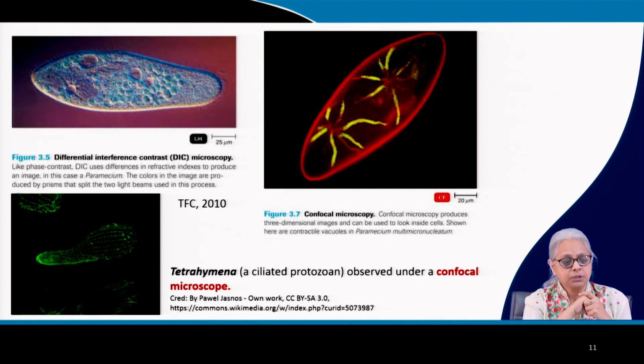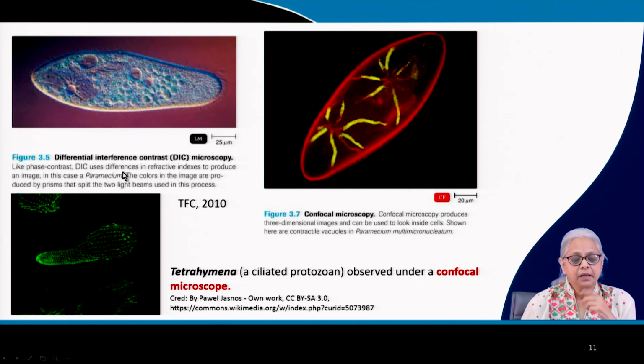So here are some examples of both DIC microscopes and confocal microscopes. Phase contrast and DIC are similar, as they use differences in refractive indices of the different cell organelles to produce an image. And this is a paramecium. We have already seen several bright field images of paramecium, and this is a DIC image of a paramecium. And then we have confocal microscope images. So here are 3D images again of a paramecium, and the enhanced organelle is these contractile vacuoles within the cell.